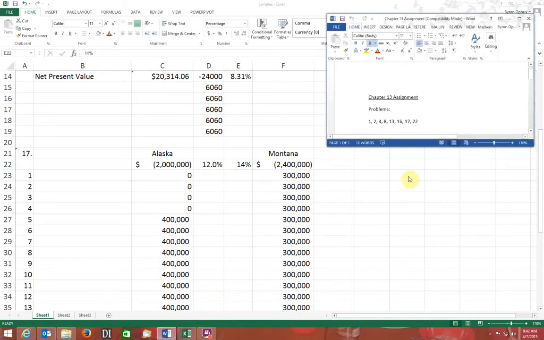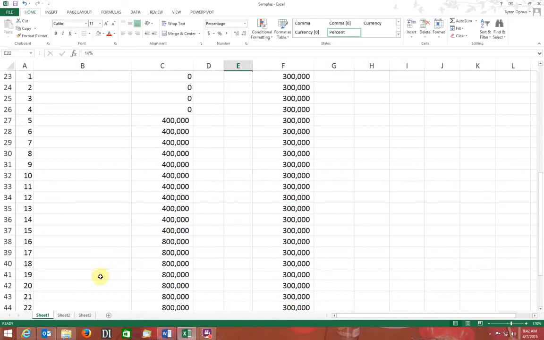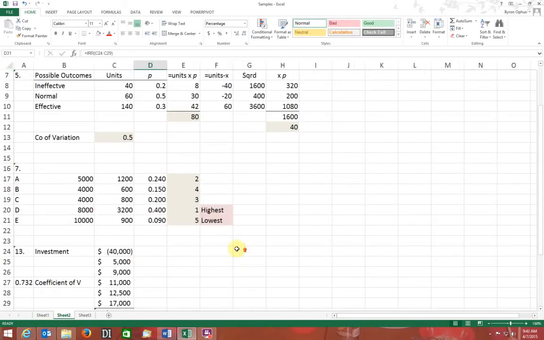Where are we at now? 17. We just got one left to do, and that last problem isn't really a problem. You guys just have to do some thinking about it, but we'll kind of talk you through it maybe a little bit.